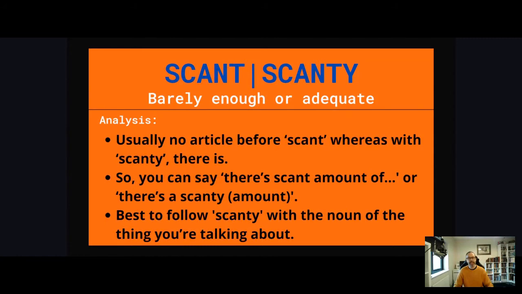Our next word is scant and scanty. This is something that's barely enough or adequate. There's usually no article before scant, whereas with scanty, there is. So you can say there's scant amount of something, or there's a scanty amount. So it's best to follow scanty with the noun of the thing you're talking about, because you don't really need the word amount when you say scanty.